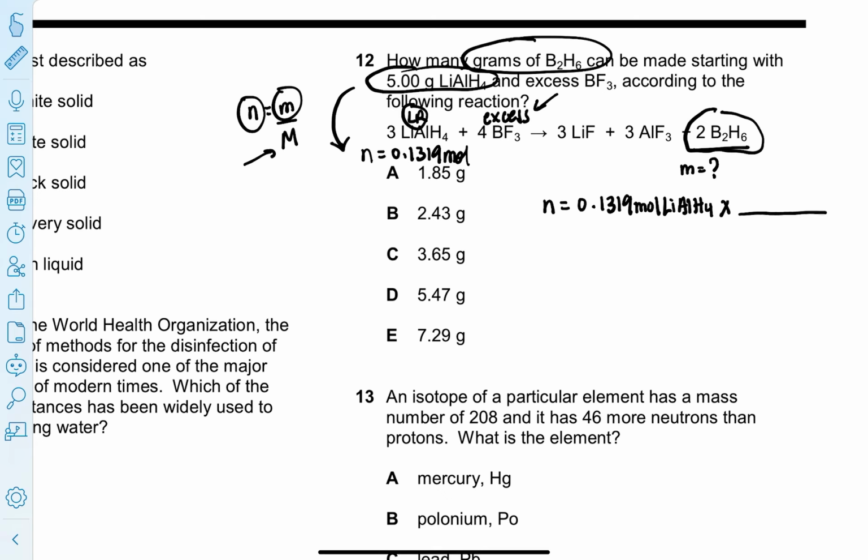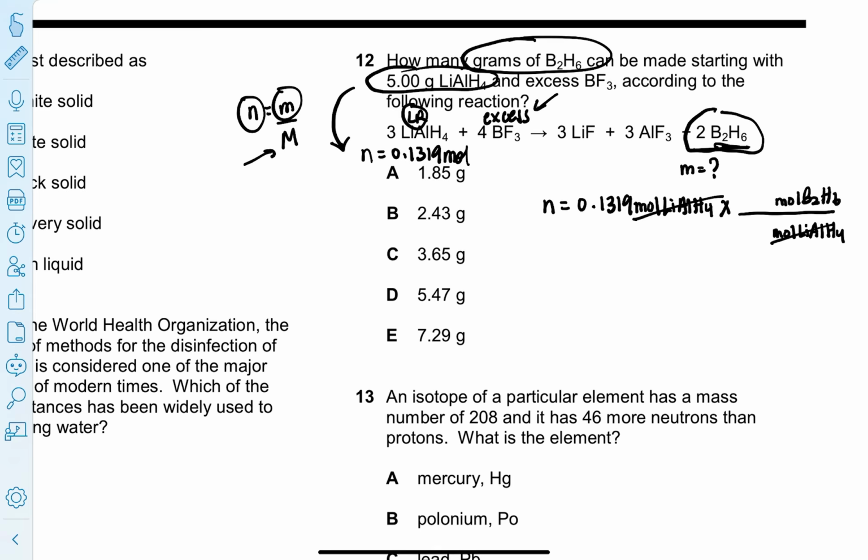So in my ratio, which is a fraction, I'm going to put the moles of what I don't want on the denominator. So I don't want the reactant. I'm going to put moles of LiAlH4. That goes on the bottom. That means that this will cancel out mathematically. And the moles that I do want is my product, so that goes on the numerator. So moles of B2H6.